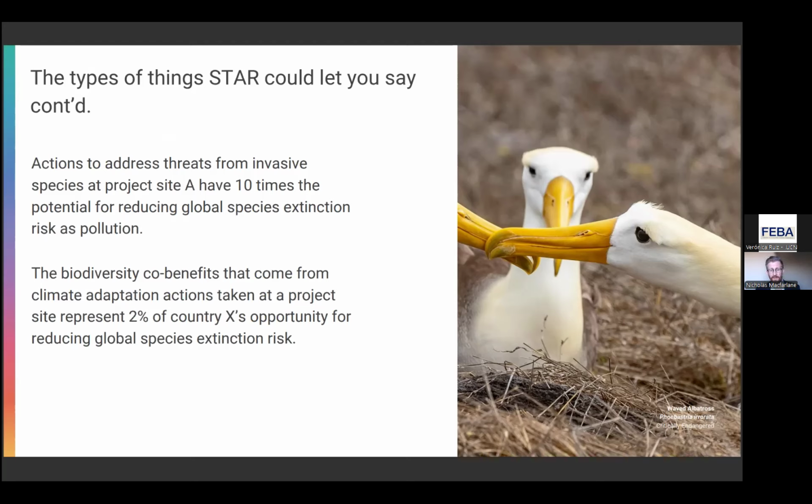A lot of really useful things to be able to say and understand when you're directing work on the ground or fundraising for future work or developing a proposal. Next slide, please.